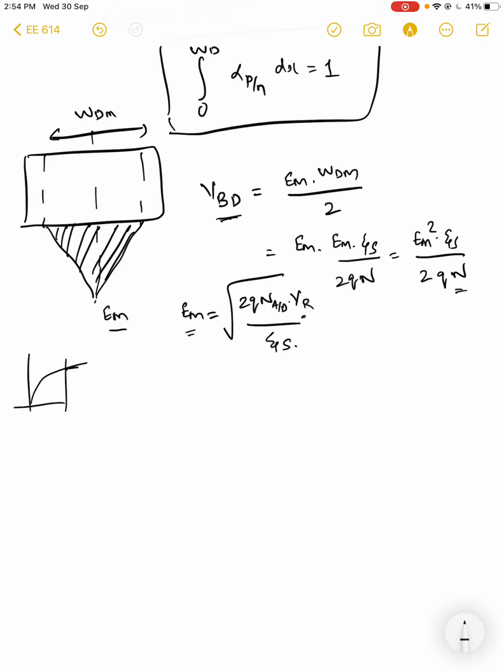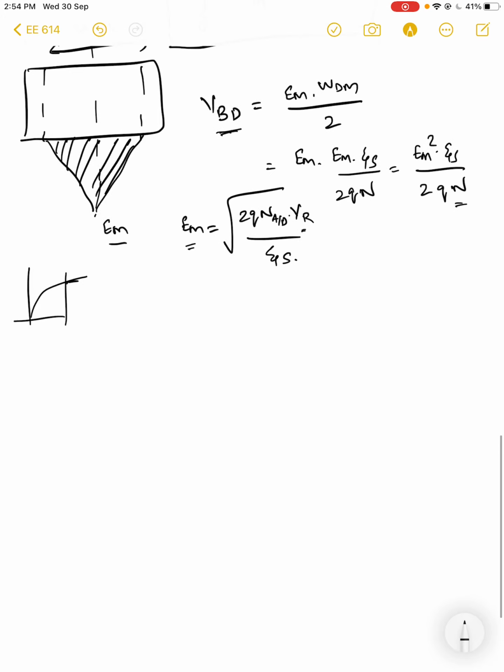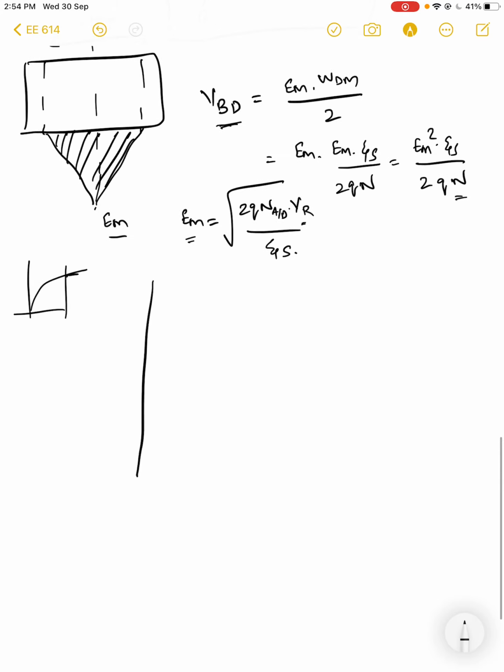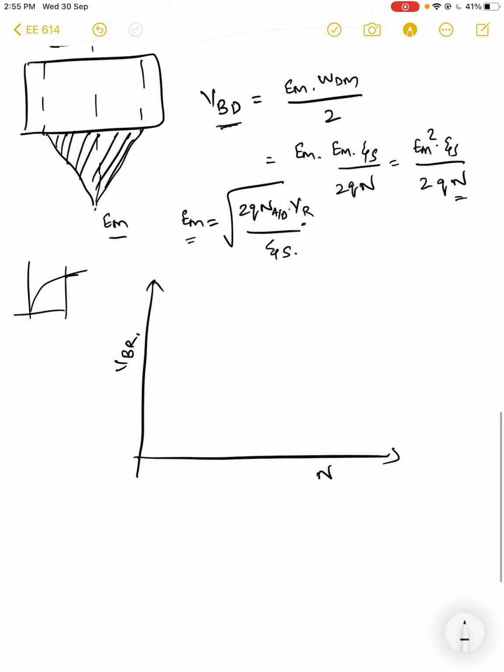the breakdown potential is higher. If I plot the breakdown potential at various doping densities for different semiconductors, it will look like this. Here I have the impurity concentration N plotted, and the breakdown potential, let's say VBR. It's again a log plot, right? So you will have curves which look like this.